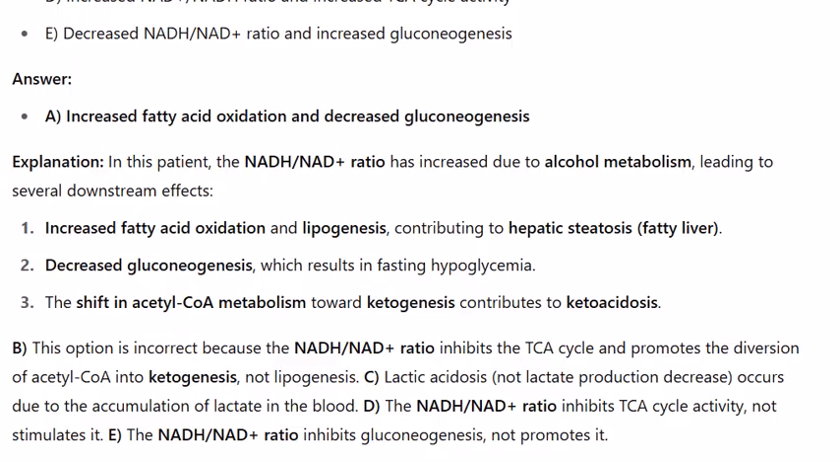B. This option is incorrect because the NADH/NAD+ ratio inhibits the TCA cycle and promotes the diversion of acetyl-CoA into ketogenesis, not lipogenesis. C. Lactic acidosis, not lactate production decrease, occurs due to the accumulation of lactate in the blood. D. The NADH/NAD+ ratio inhibits TCA cycle activity, not stimulates it. E. The NADH/NAD+ ratio inhibits gluconeogenesis, not promotes it.